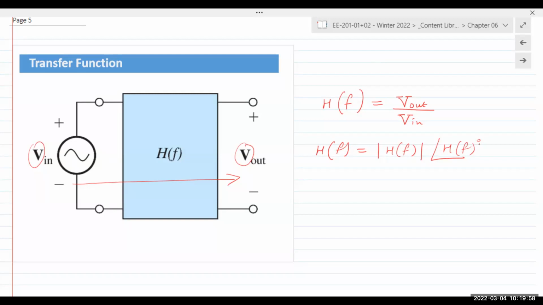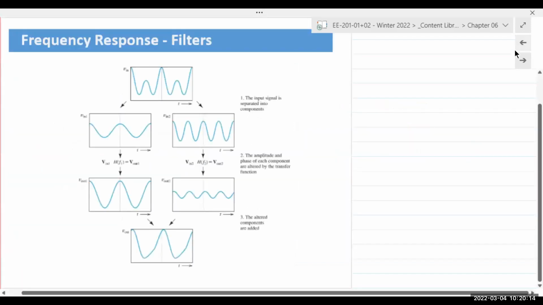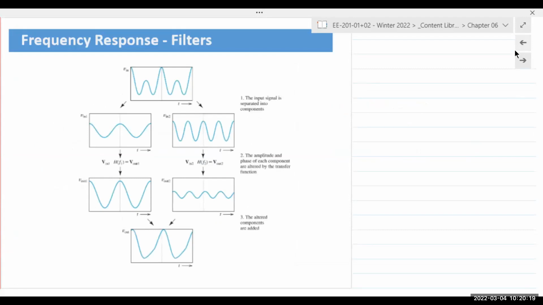Make sense? So in this entire chapter, we will take a look at filter circuits, and all of those filter circuits will have a particular description. The description would be the transfer function, H of f. Okay, H of f. So I want to take this example right here and just show you how a filter might actually work.